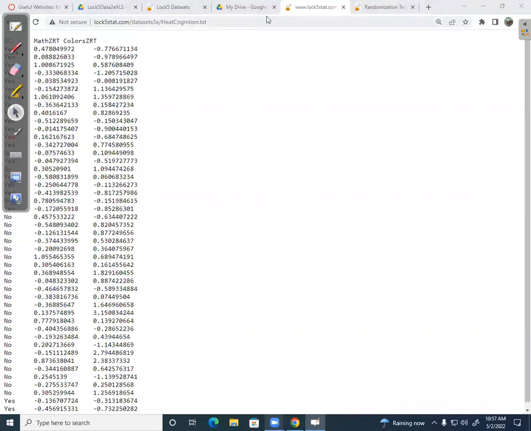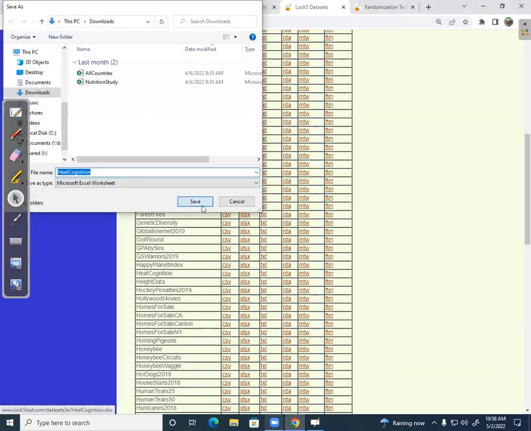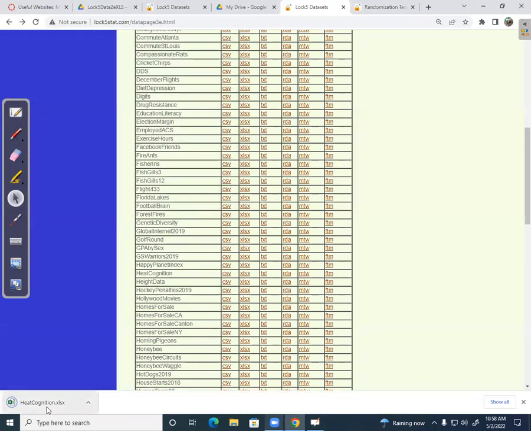All right. I guess I need the spreadsheet version. So let's go back, try that again, because I don't want all those columns in StatKey. That'll confuse StatKey. So HeatCognition, open up the spreadsheet version. There you are. And then we are just going to copy a column here.